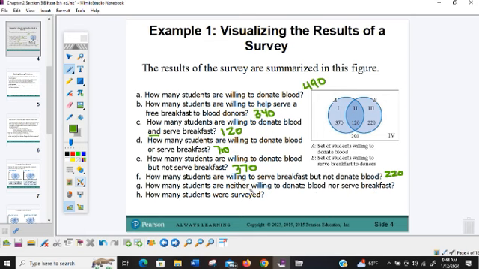How many students are neither willing to donate blood nor serve breakfast? Now, that's all the students that don't exist in these circles, okay? That's out here. And that would be 290 students. And how many students were surveyed? To get that total, you do 370 plus 120 plus 220 plus 290, and that adds up to 1,000 students. Let's look at another one.